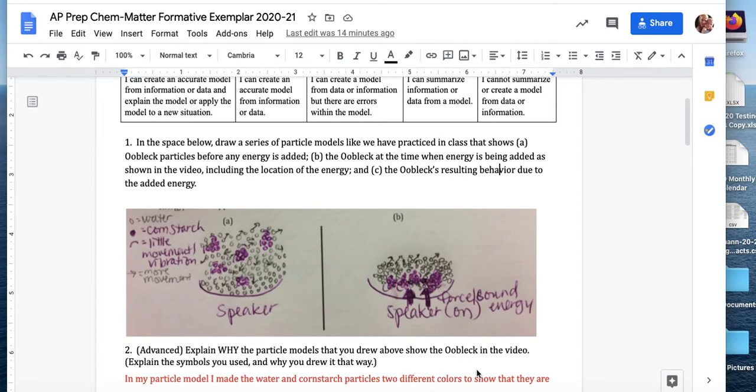Hi, I wanted to talk a little bit about the matter formative that everyone took this week and just give you a little bit of additional information about how I graded those and the types of things that I look for, as well as some common mistakes or common errors that people make.